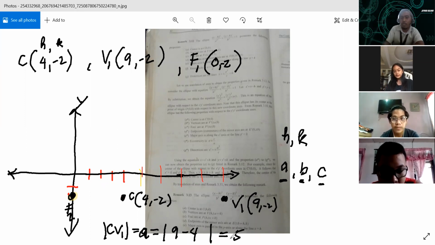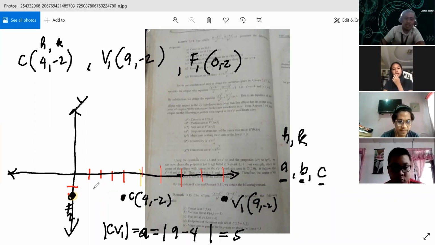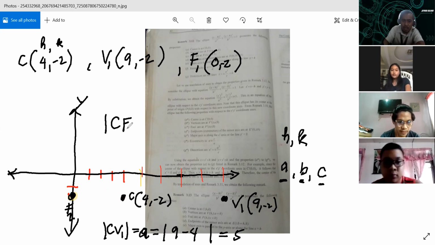And now, what can we get out of this focus and this center? What is the distance between focus and center? Anyone? I think I mentioned something a while ago about that. Center and the focus. Denoted by C, sir. Very good. That is your C. Your C is the distance between your center and any focus. Say, we use focus 1.